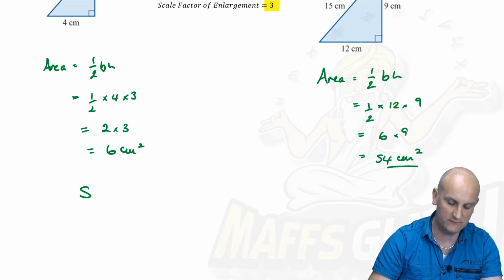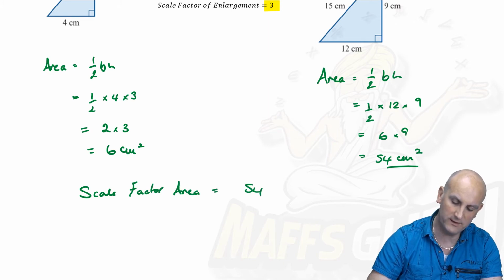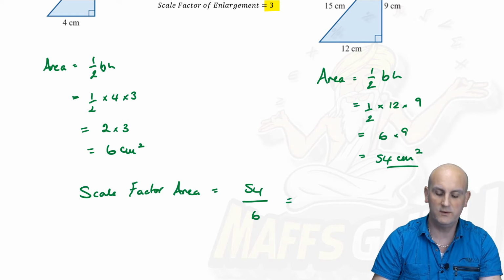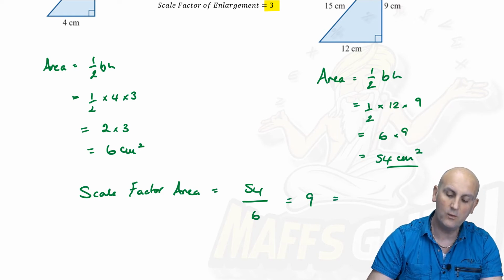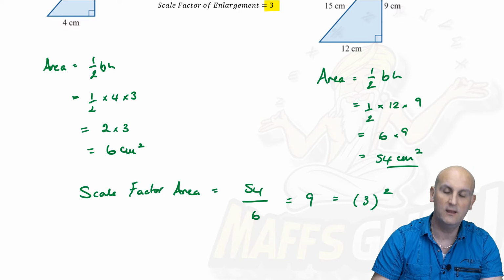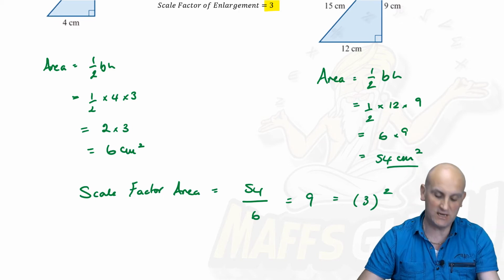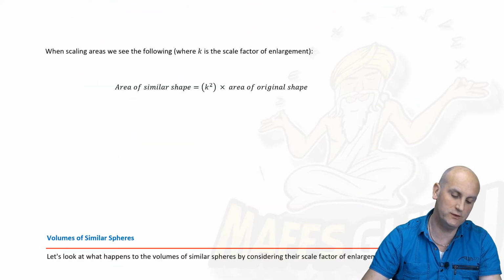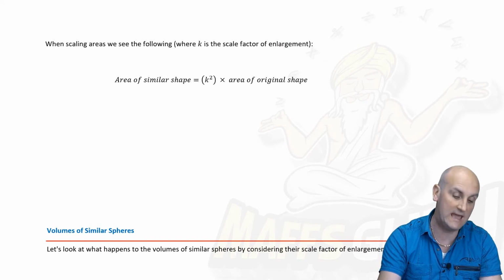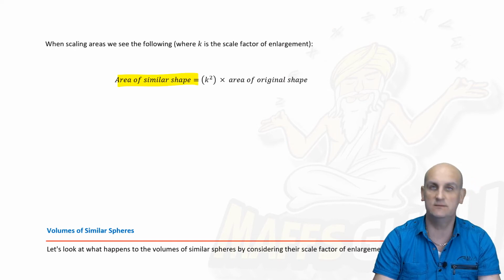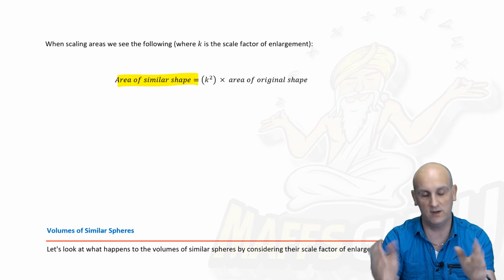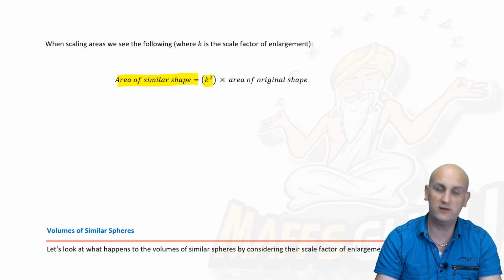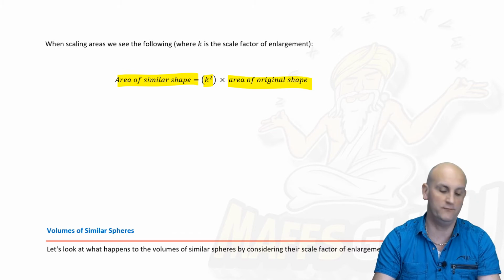Right, let's look at our scale factor again for area. Scale factor for area is equal to 54, the bigger one, divided by the smaller one, which is, oh my goodness, 9, which I happen to know is 3 squared. And once again, ladies and gentlemen, that was what I was trying to prove to you: if we want to know the area of any similar shape, the bigger one or smaller one in fact, we take the scale factor of enlargement, square it, and multiply it by the area of the original shape.